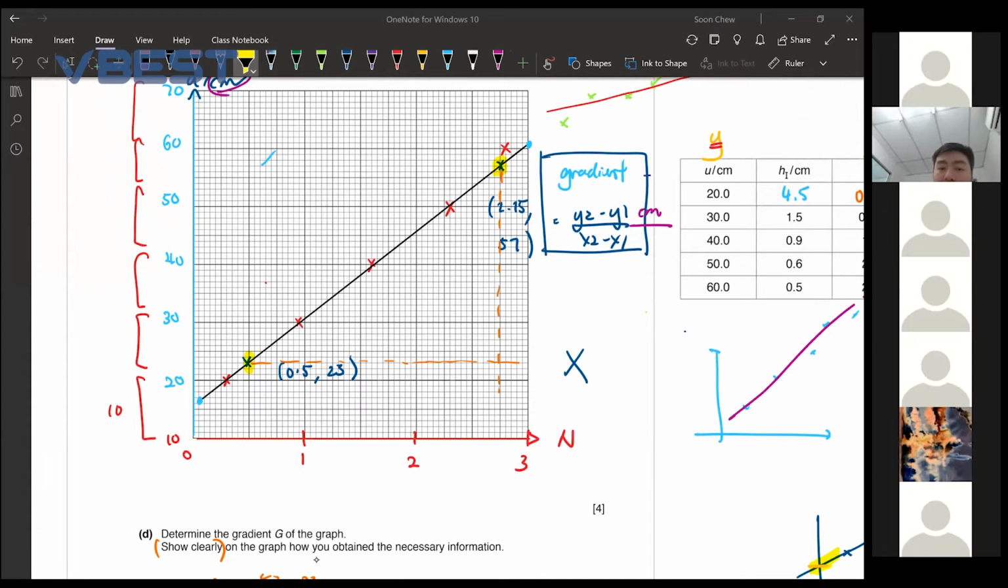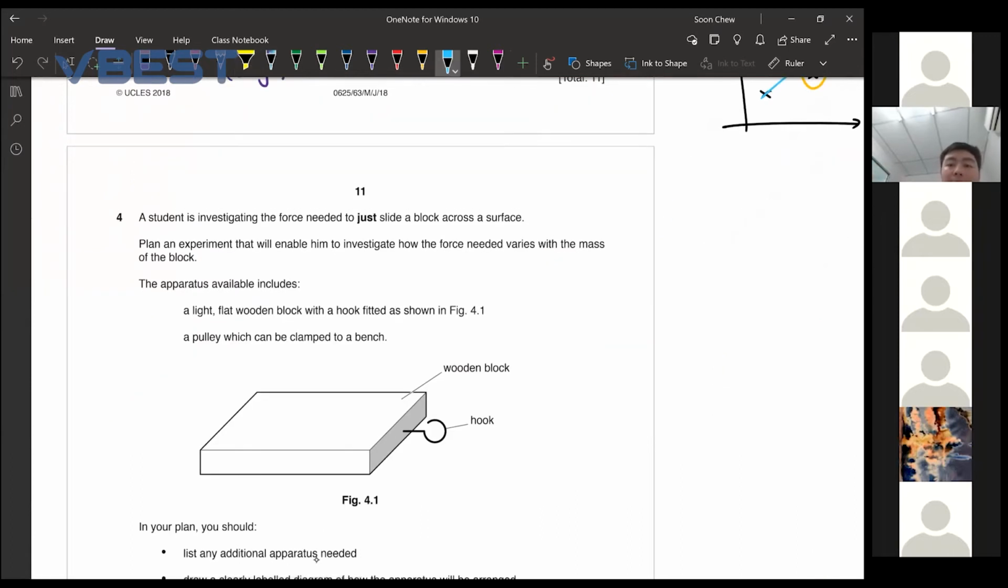If it's a current over resistance graph, what would be the unit? Okay, if you got your current over resistance, current is in ampere, resistance is in ohm, then your unit will be ampere per ohm.